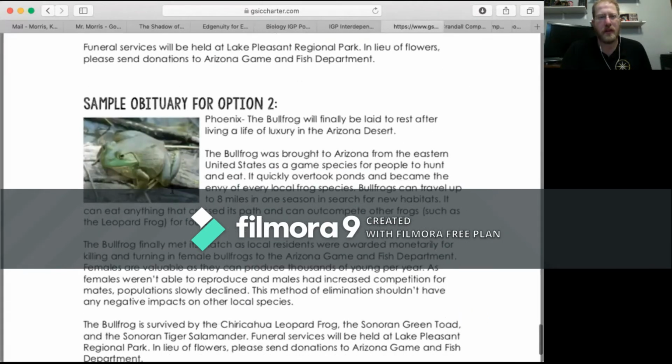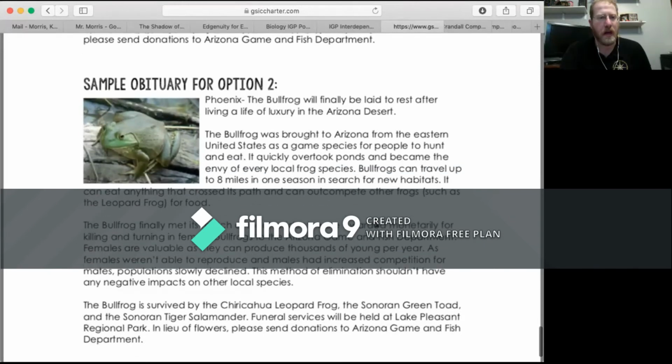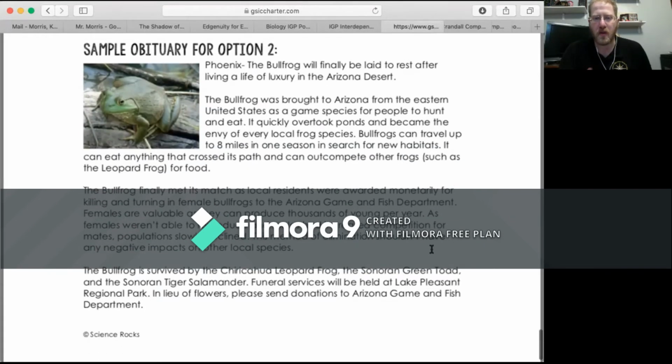Once again, including the picture. The bullfrog finally met its match as local residents were awarded monetarily, in other words, they were paid that handsome money, for killing and turning in female bullfrogs to the Arizona Game and Fish Department. This method of elimination shouldn't have any negative impacts on other local species. Make sure you tell why. Okay? Why? In this instance, because you're only aiming for monetary gains on the females of the bullfrog species.